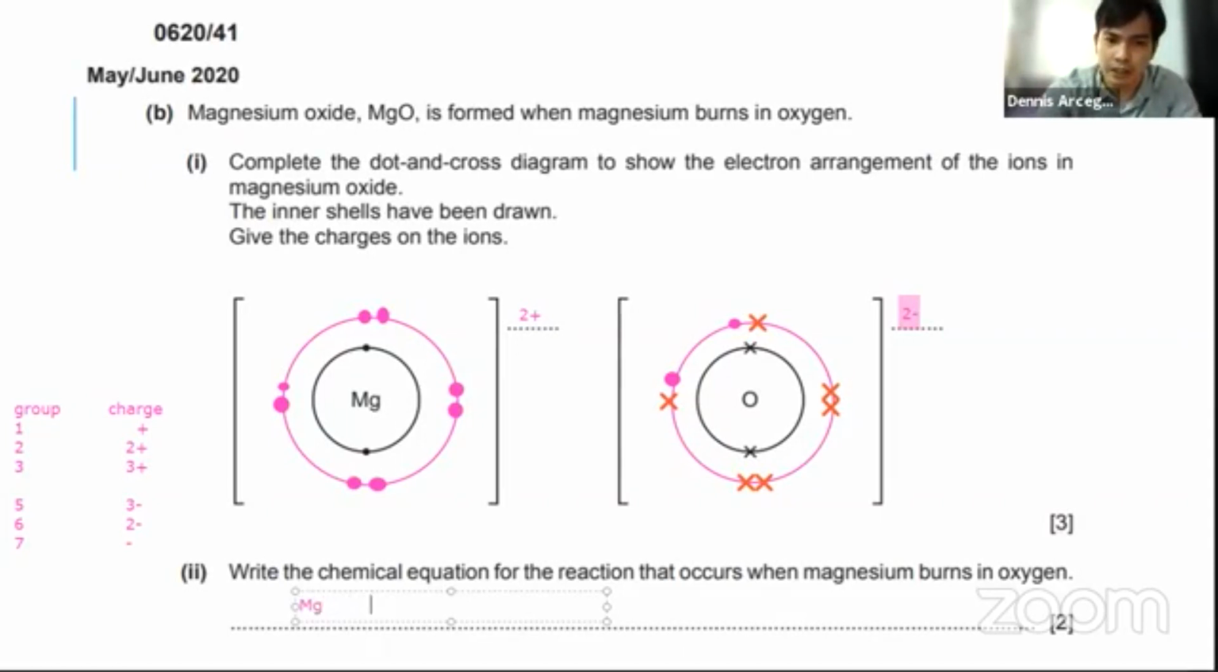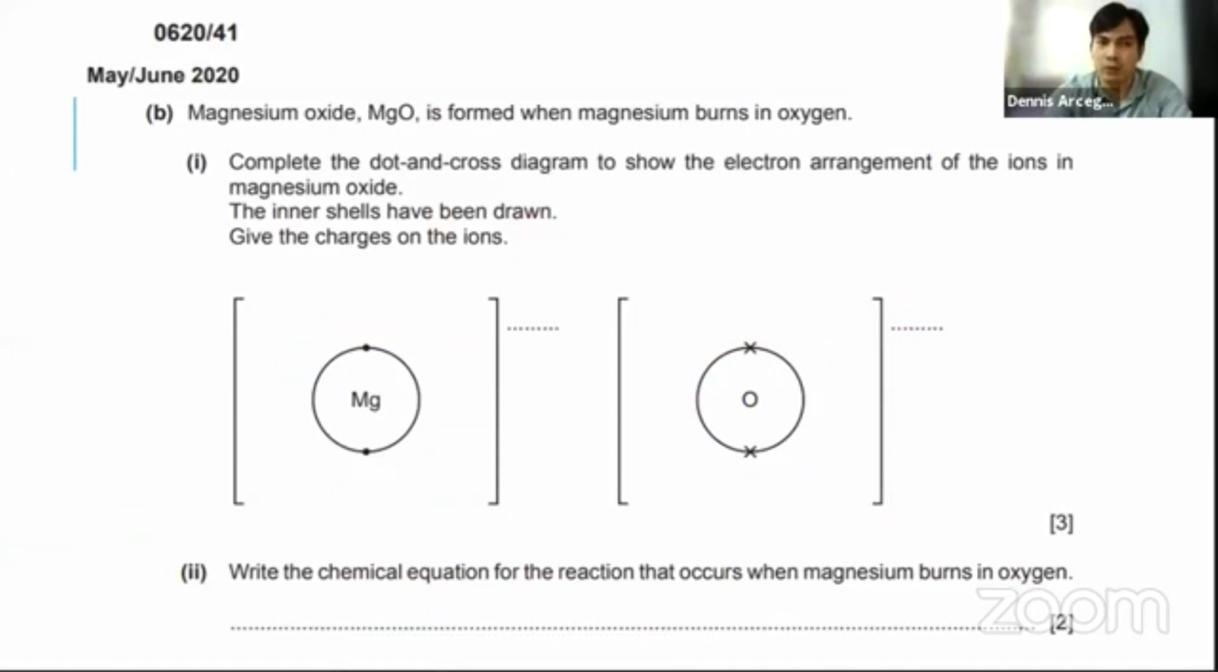So magnesium, Mg. Then oxygen is diatomic, so you have to put O2. And then the product will be MgO. It is 2 marks, so you have to balance. So you have to put 2 in front of MgO and then 2 in front of Mg. Why do you have to put O2 there? Because it is a diatomic molecule, like H2, N2, O2, Cl2, F2, Br2, I2. So it should be written as O2.